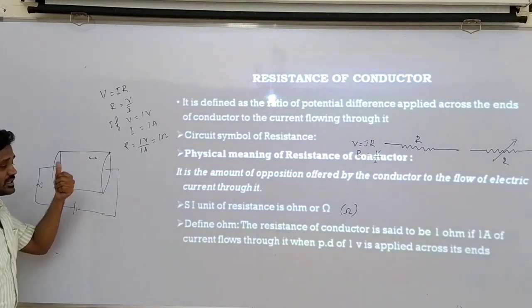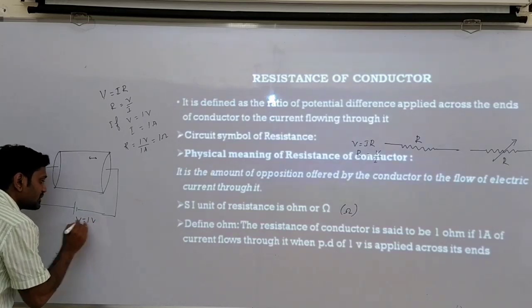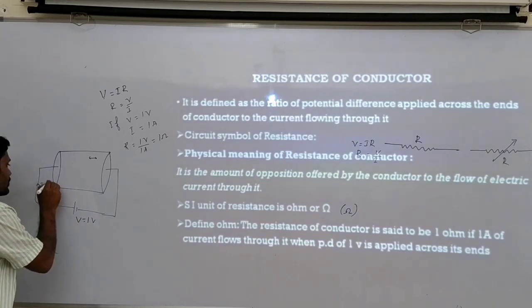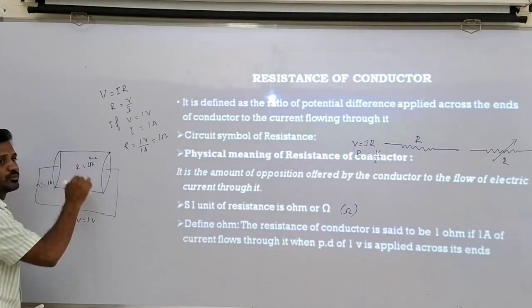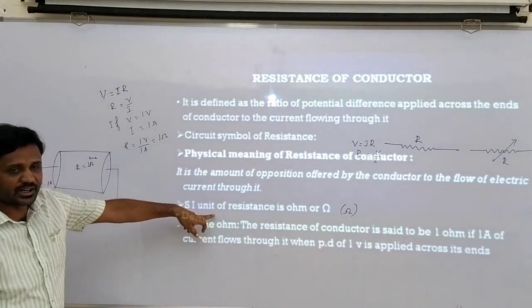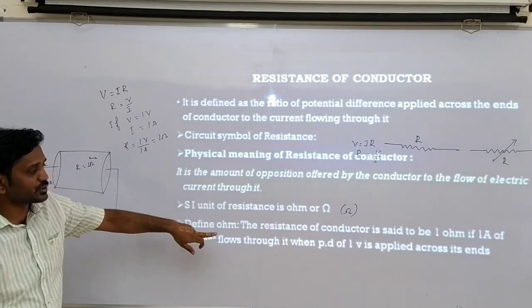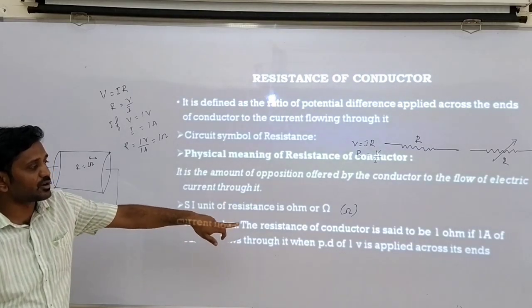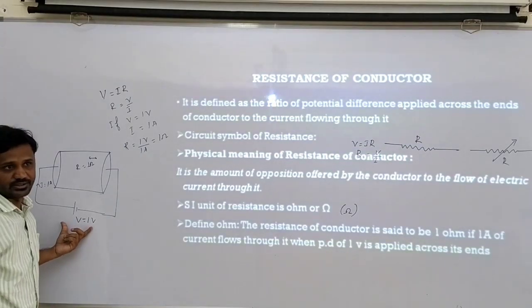The resistance is 1 ohm. Here the applied voltage is equal to 1 volt, then the current through the conductor is 1 amp, then the resistance we can call 1 ohm. Clear? The electrical resistance is said to be 1 ohm if 1 amp current flows through it when a potential difference of 1 volt is applied across its ends.